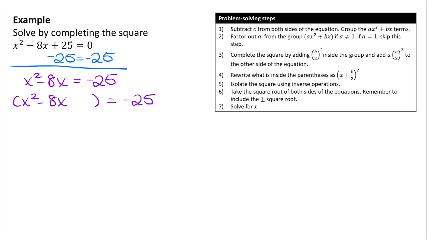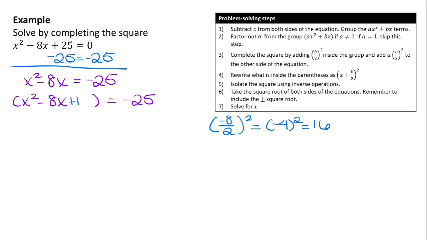So I have x squared minus 8x, and that's equal to negative 25, and I'm going to work on completing the square. So I'm going to take that value of b, so negative 8 divided by 2, and then square it. So that's going to give me negative 8 divided by 2, which is negative 4 squared, and negative 4 squared is equal to 16.